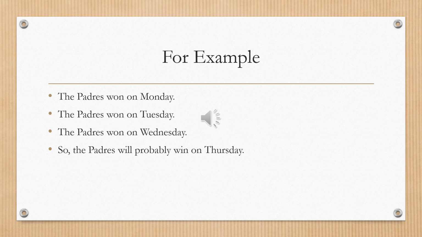So if something has been happening relatively consistently for a relatively long period of time, it is more likely than not that it will continue to happen. But notice it's not necessarily the case that it will continue to happen. The Padres winning consistently is an indicator that it is more likely that they will continue to win, but it's by no means necessary. So that's what makes this kind of reasoning inductive, is that idea of probability or likelihood.